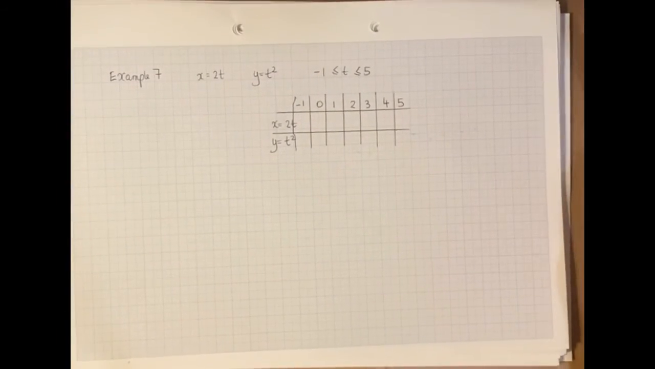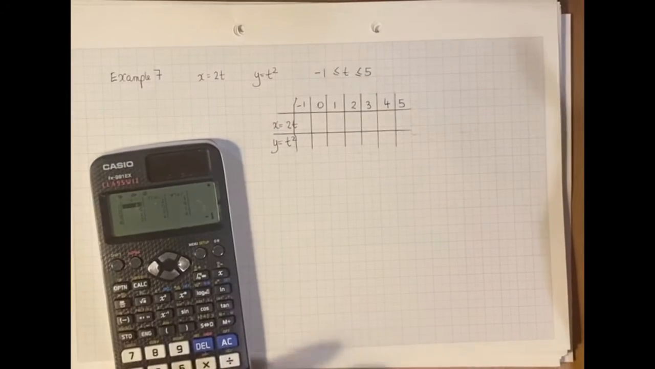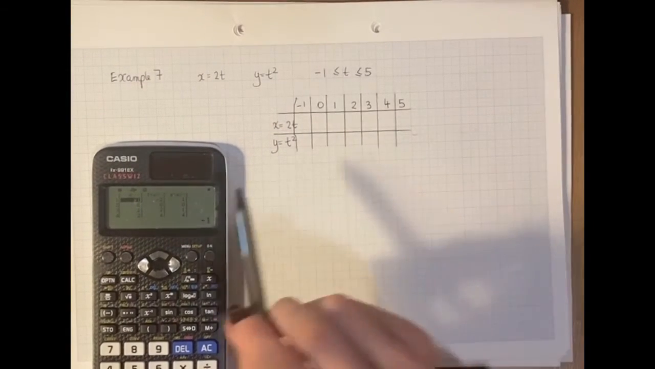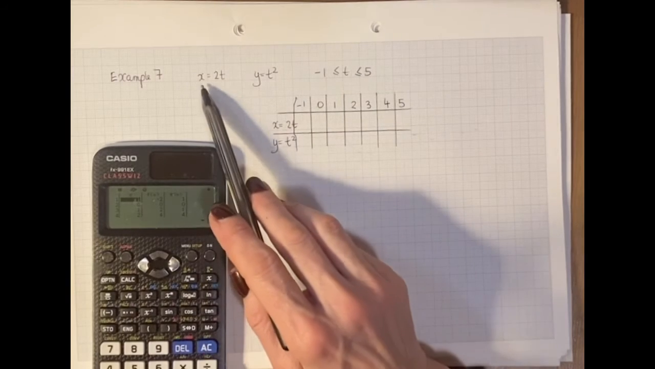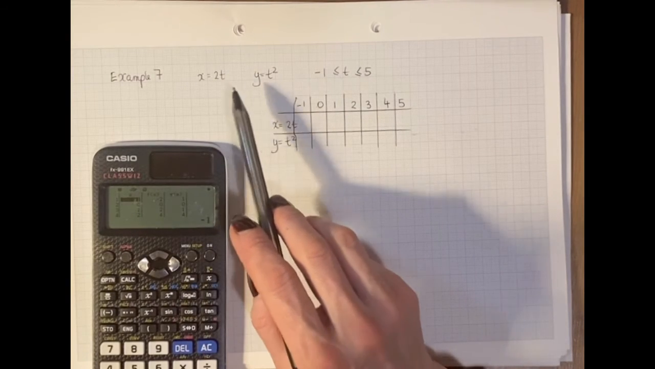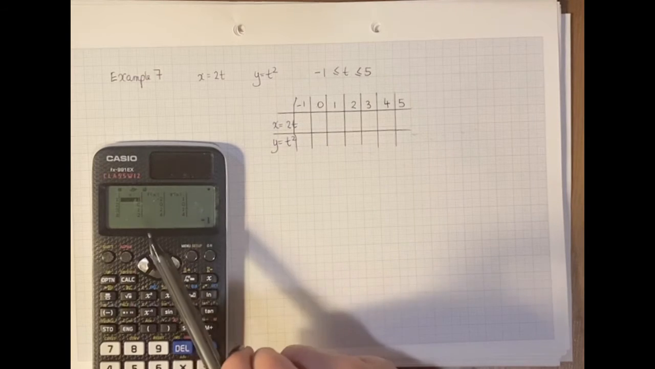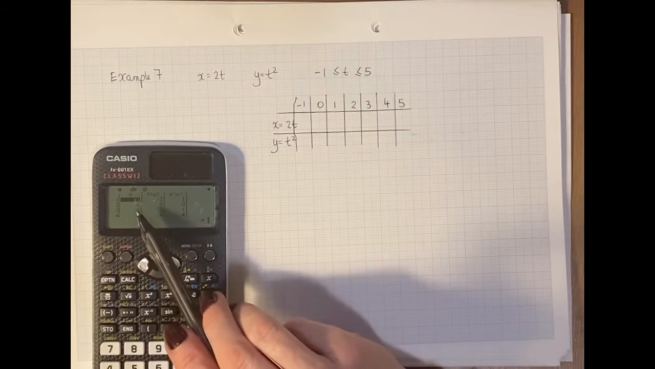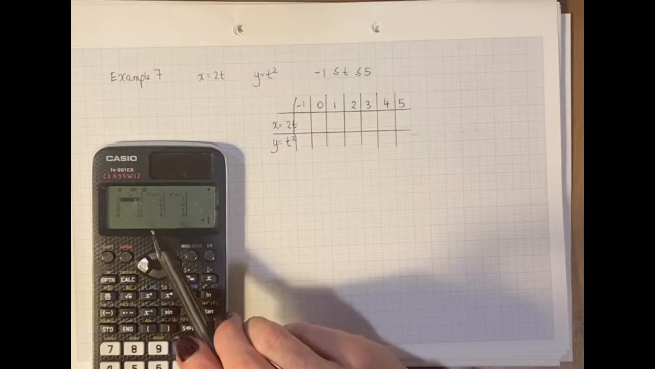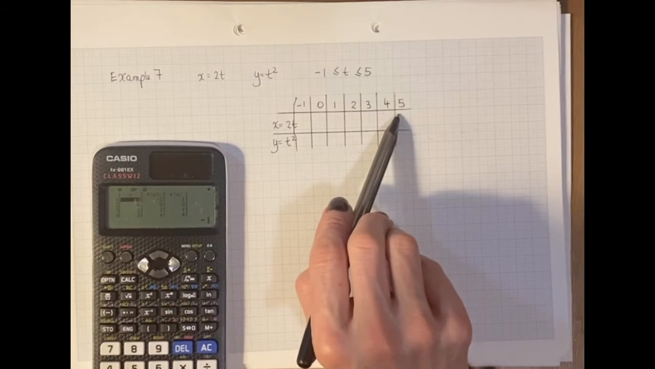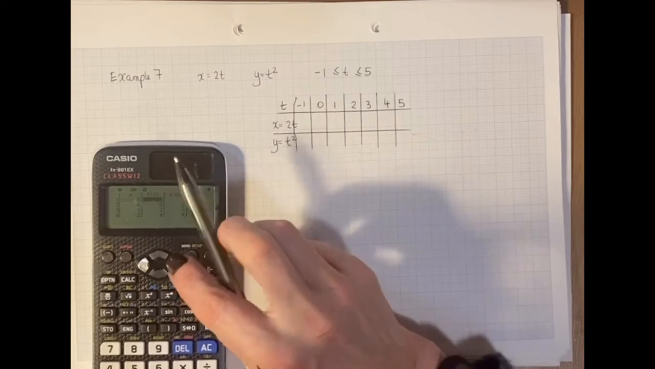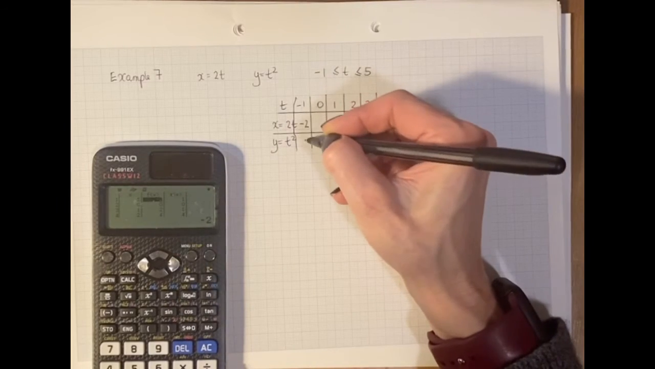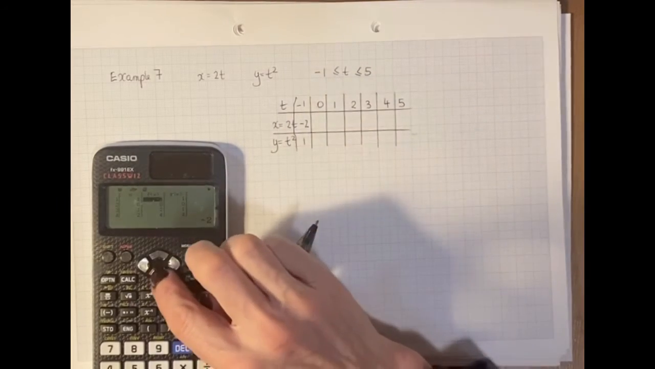Here's example 7. Doing the same thing as we did in the previous example. Go to the table function, which was number 9 on the calculator. Input x equals 2t, y equals t squared, and you get to the table with the values, ranging from -1 up to 5 for t. So when t is equal to -1, you'll get x is -2, and y would be 1. That's the first point to plot.